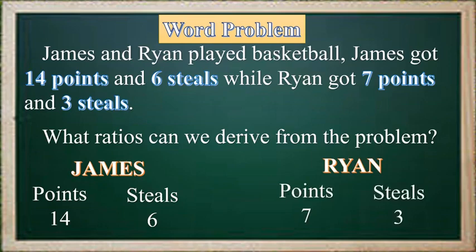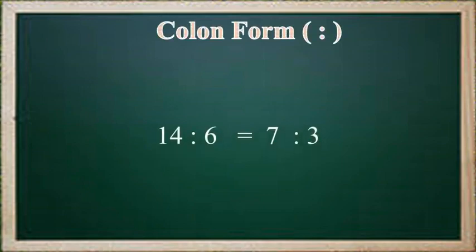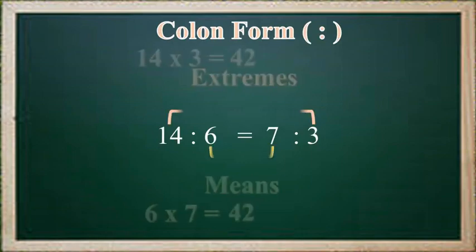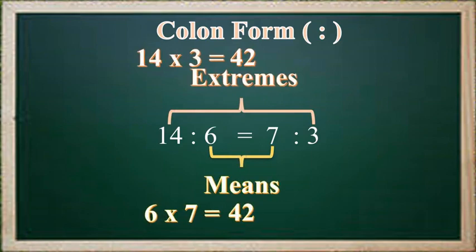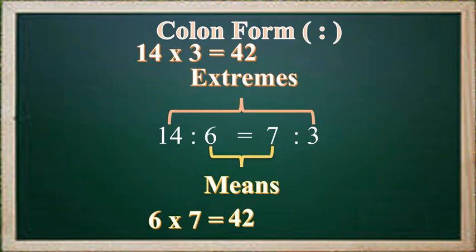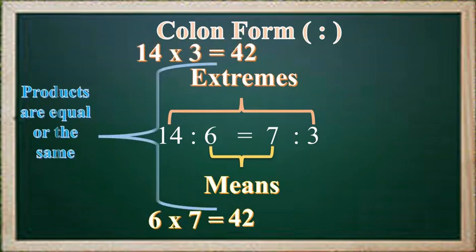Can you write it in column form? How about in fraction form? We will find out if their two ratios are proportion. First, we will do it in column form. Then, how do we multiply? We will multiply both the means and extremes. Are they proportion? Yes. Why are they proportion? Because the two ratios are equal. Very good.